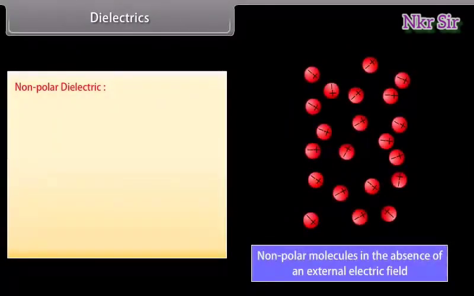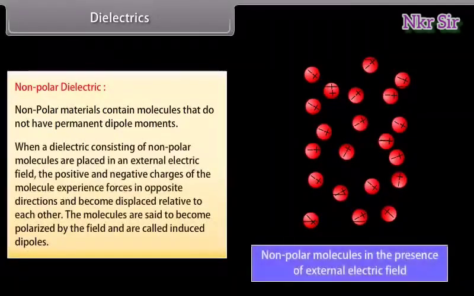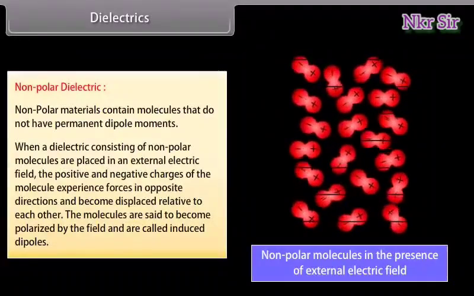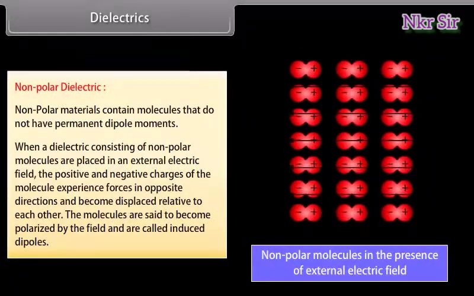Non-polar dielectric. Non-polar materials contain molecules that do not have permanent dipole moments. When a dielectric consisting of non-polar molecules is placed in an external electric field, the positive and negative charges of the molecule experience forces in opposite directions and become displaced relative to each other. The molecules are said to become polarized by the field and are called induced dipoles.